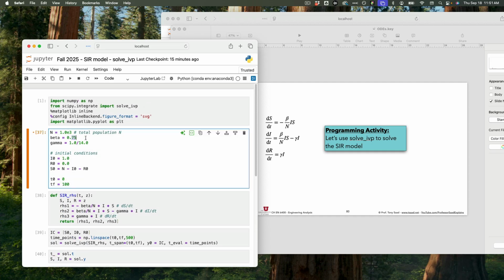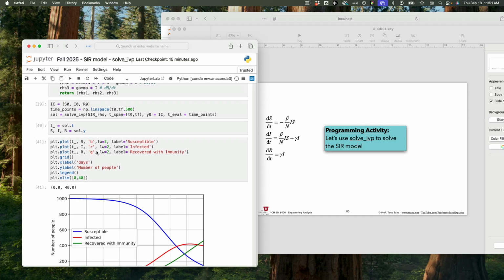Those numbers I took actually when I studied this during COVID. Epidemiologists were trying to estimate those numbers, so they would try to fit this model to observed data. And those were actual numbers that were reported in some of the literature.